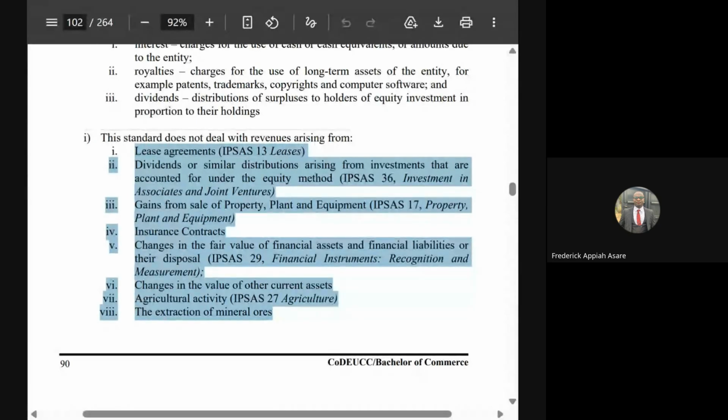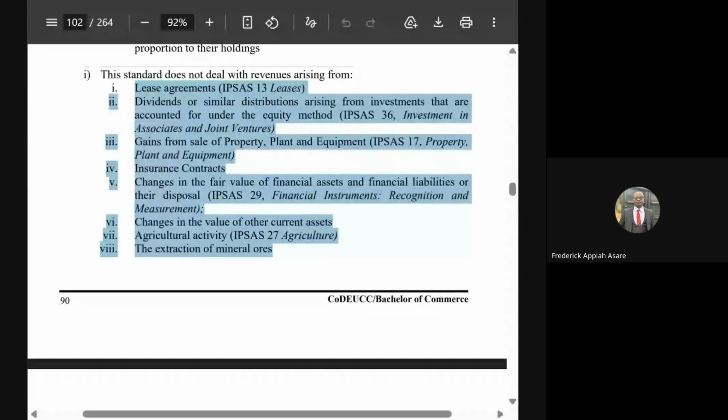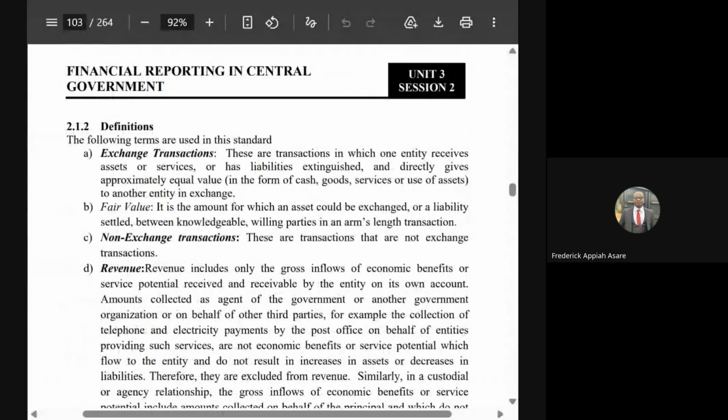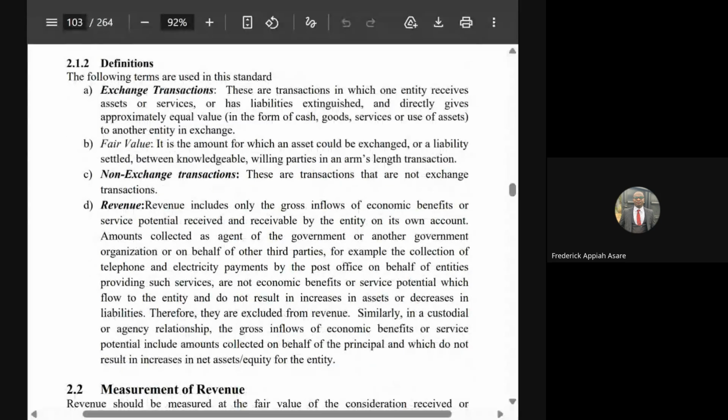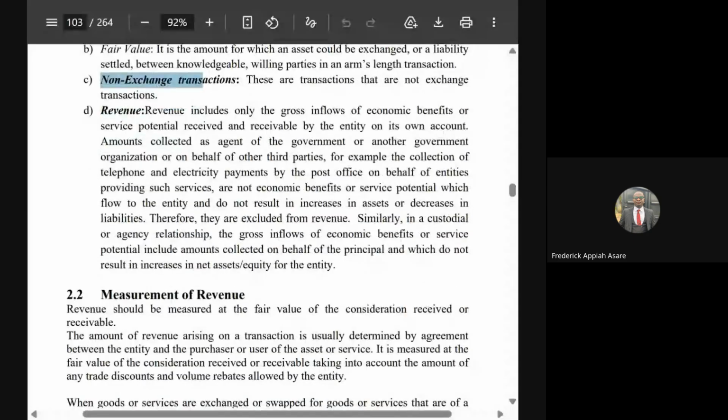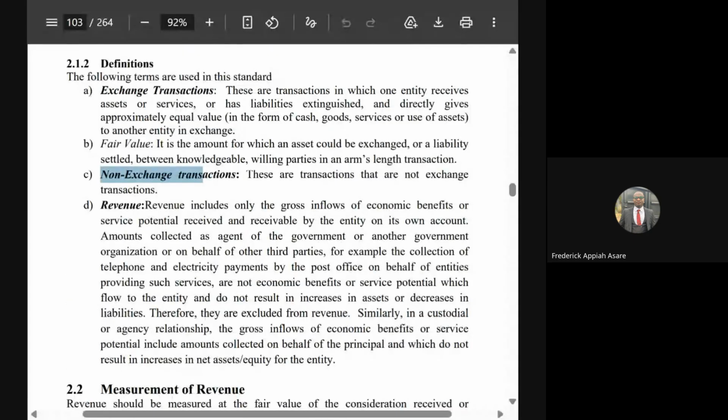The lease agreement, the dividend or similar distribution, all these fall outside the scope of the standard. Exchange transactions, you must know that these are transactions in which one entity receives assets or services or settles liabilities and directly gives approximately equal value. We have fair value, non-exchange transaction. All these you have to know under the standard.